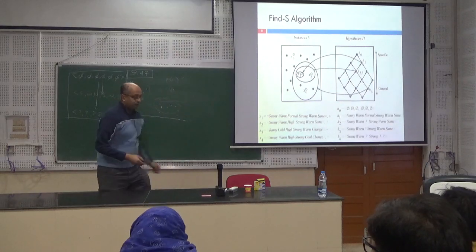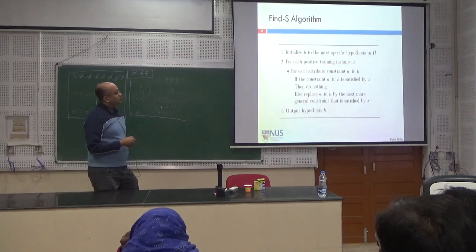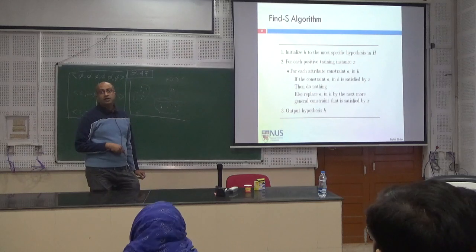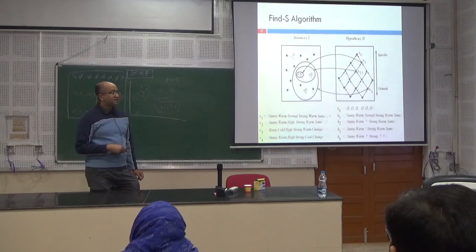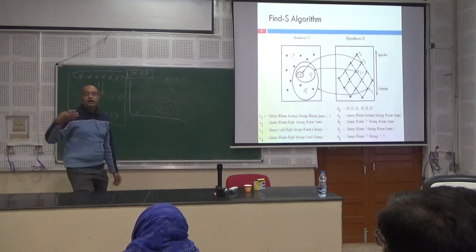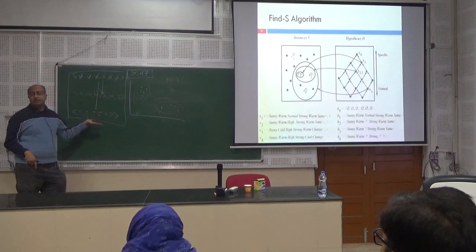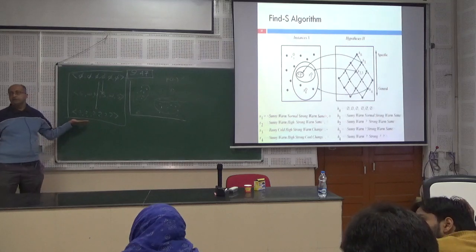Now, if you look at what Find-S says, it's only for positive training samples. It's only for positive training samples. So if it's a negative training sample, just ignore it. And essentially what that is really doing is, if you think about it, we are not really moving this part. This lower boundary is not really changing.